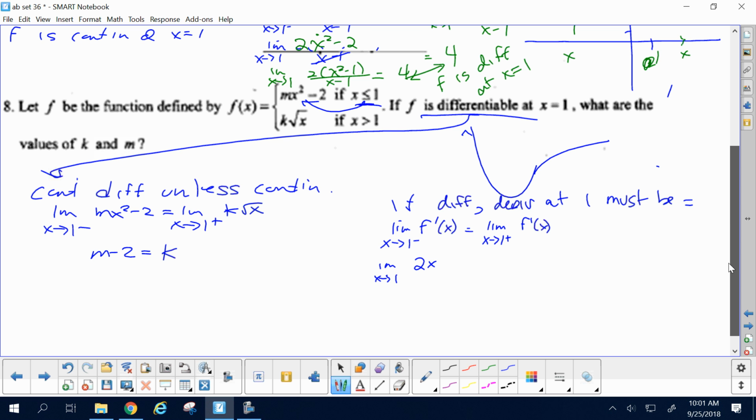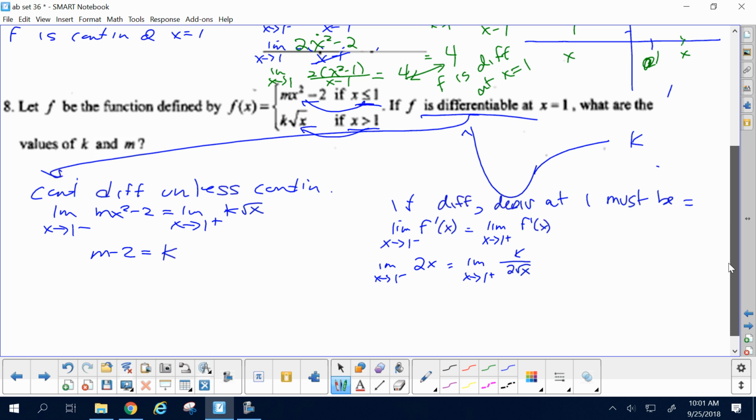2x, right? And that needs to equal the derivative from the right of 1. From the right of 1 is here. What's the derivative of that function? K over, k is a constant, so what's the derivative of root x, or x to the 1/2? 1/2 x to the negative 1/2. Are you with me? Okay. The functions must equal at 1. The derivatives must equal at 1 for it to be continuous and differentiable.